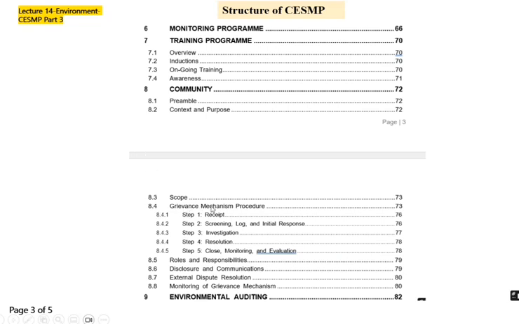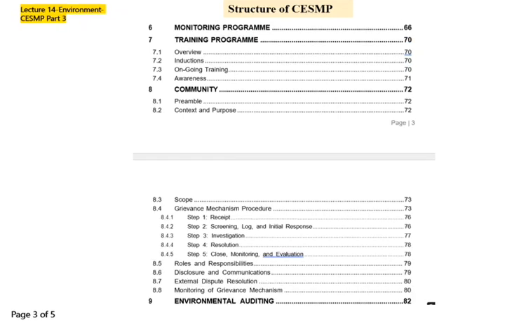Then in the grievance mechanism procedure, we have subparts: receipt, screening, log and initial response, investigation, resolution, closure of that complaint, monitoring and evaluation. And we have 8.5, the roles and responsibilities, meaning what is the role of each person. After roles and responsibilities, we have 8.6, disclosure and communication.